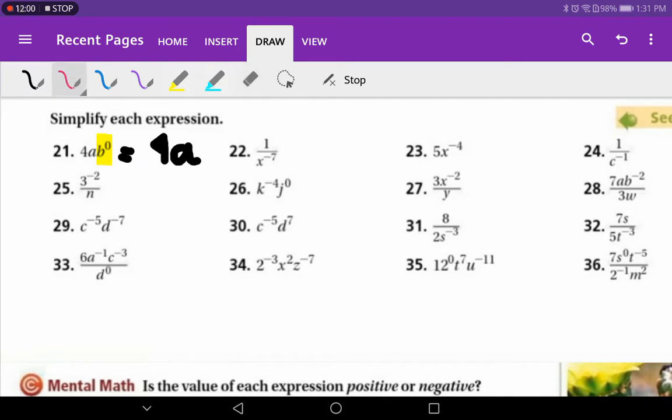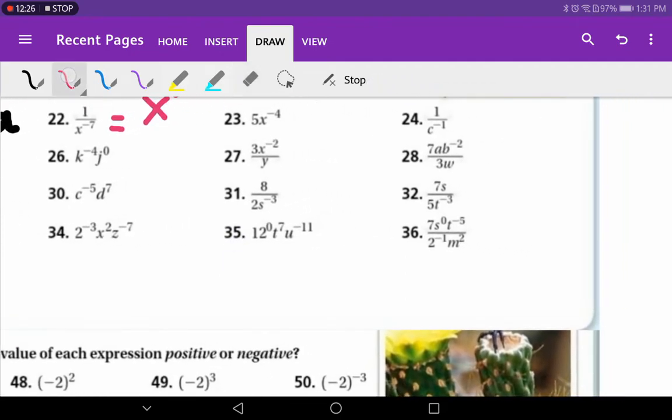Now 22. See, the x with power negative 7, what we learned, if I want to change the sign of the power, I change the position, I will raise it up, x with power 7 and over 1, or leave this. You are free. It is easy, teacher. 23, change the position to change the power sign. Go ahead. So it will be 5 over x with power 4.